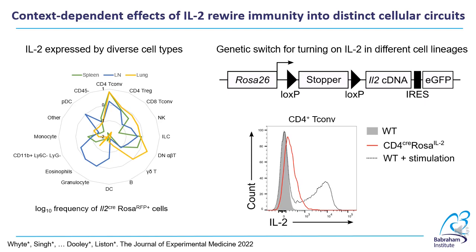model in which we can turn on IL-2 expression in any cellular lineage. This genetic switch drives a low level of IL-2 expression, much less than what is normally produced by activated T cells, but constitutive in a cell type of our choice. We use this model to systematically interrogate IL-2 cellular networks.